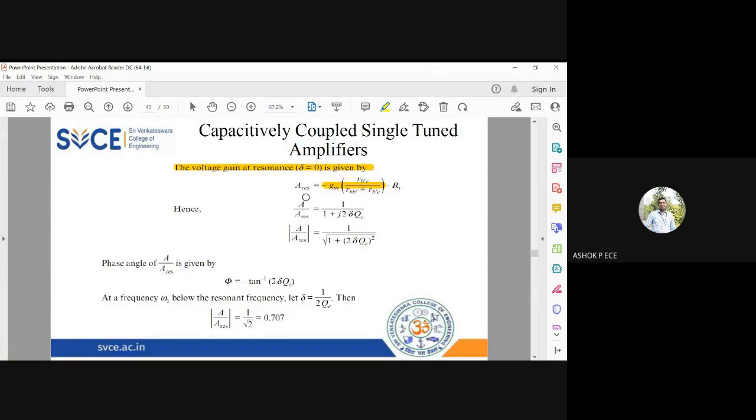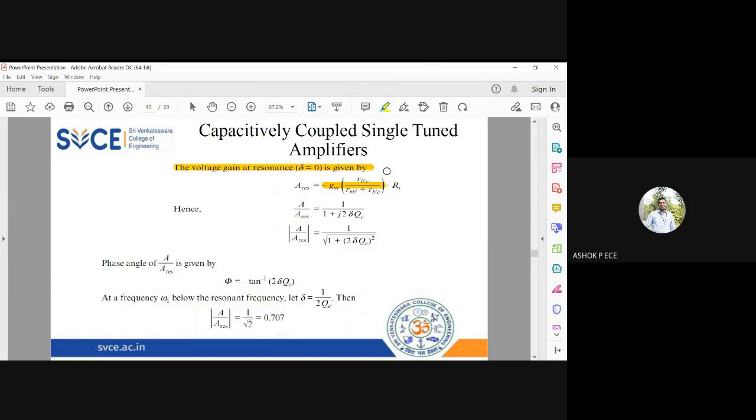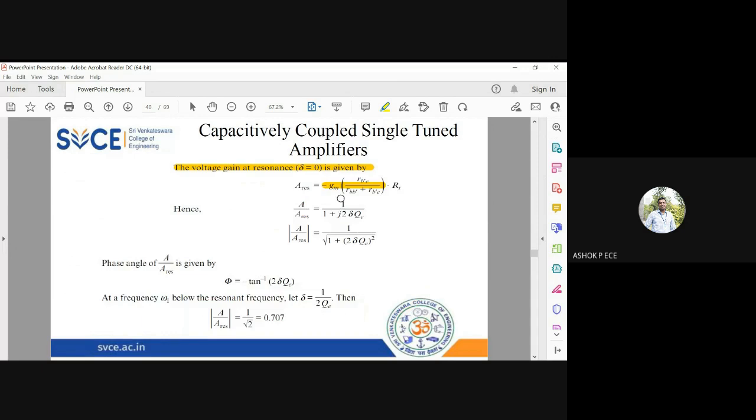Now find the ratio. What is A by A_res? A is this entire term and A_res is this term. So when you divide A by A_res, only this term, 1 by 1 plus j2 delta QE, alone will be there. All other terms will be perfectly cancelled out. It is a complex number, so take the modulus, find the magnitude. The magnitude of A by A_res equals 1 by root of real part squared plus imaginary part squared, 1 square plus 2 delta QE the whole square. And the angle is tan inverse y by x, tan inverse 2 delta QE by 1.